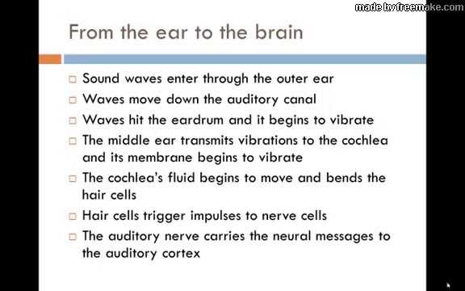Once you have your membrane vibrating, the cochlea's fluid begins to move and bends the hair cells. The hair cells in your ear are what trigger impulses to the nerve cells. So when you damage hair cells, you damage your body's ability to send those nerve impulses to your brain. Your auditory nerve carries the neural messages to the auditory cortex, which is in your brain. And that's how you perceive the sensation that you're getting.